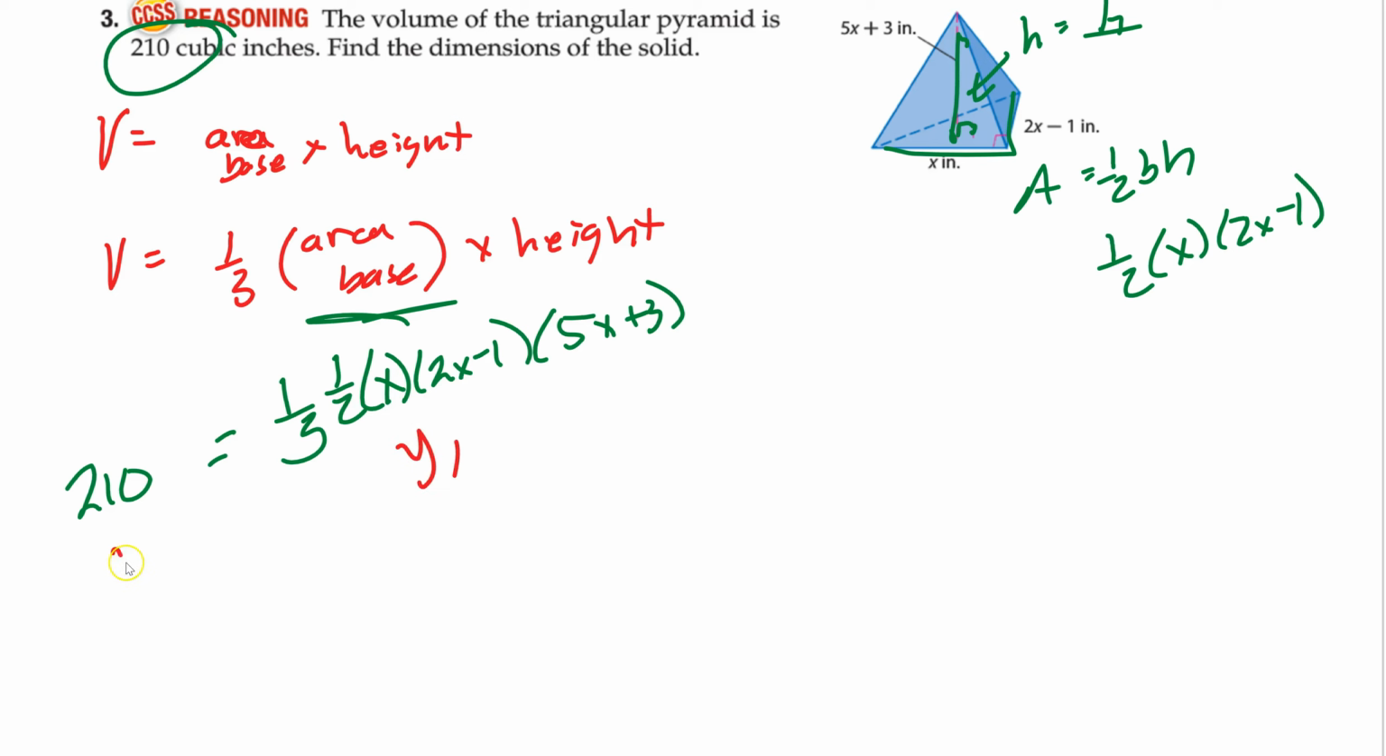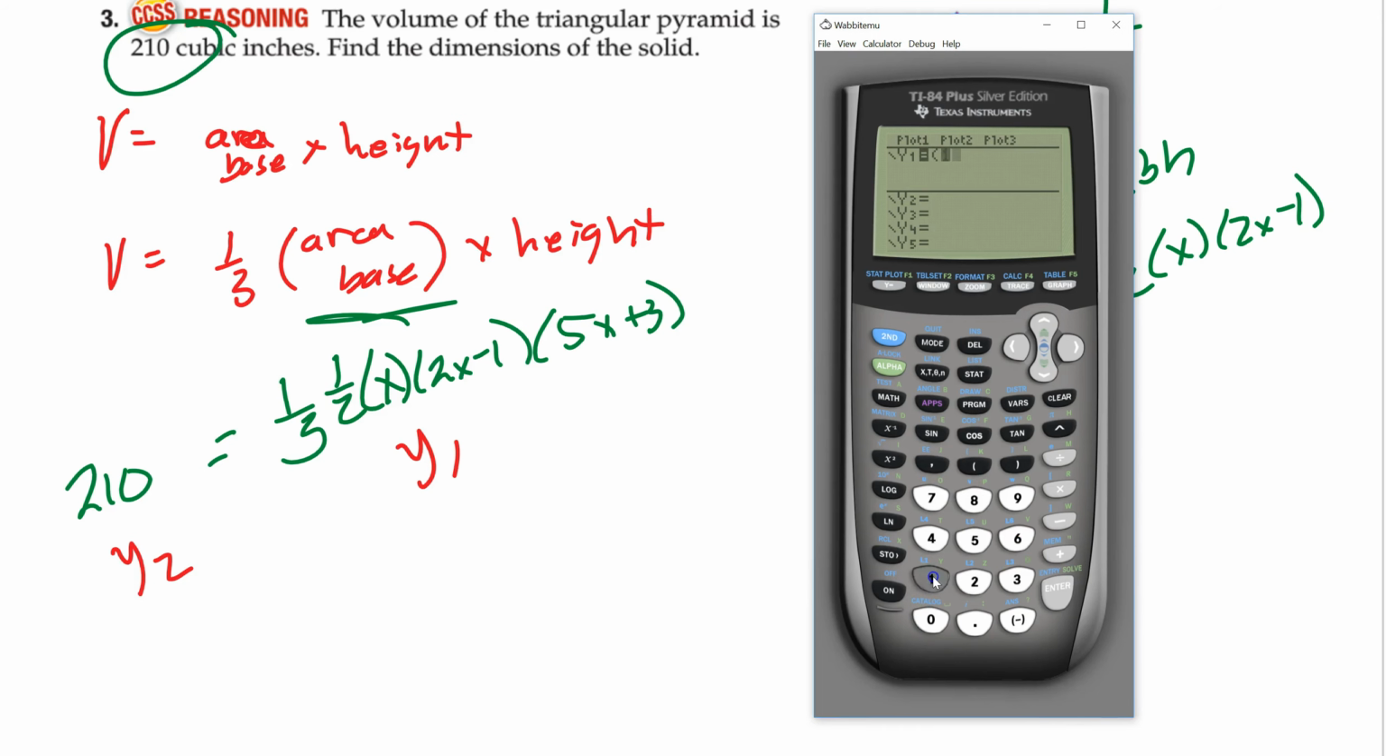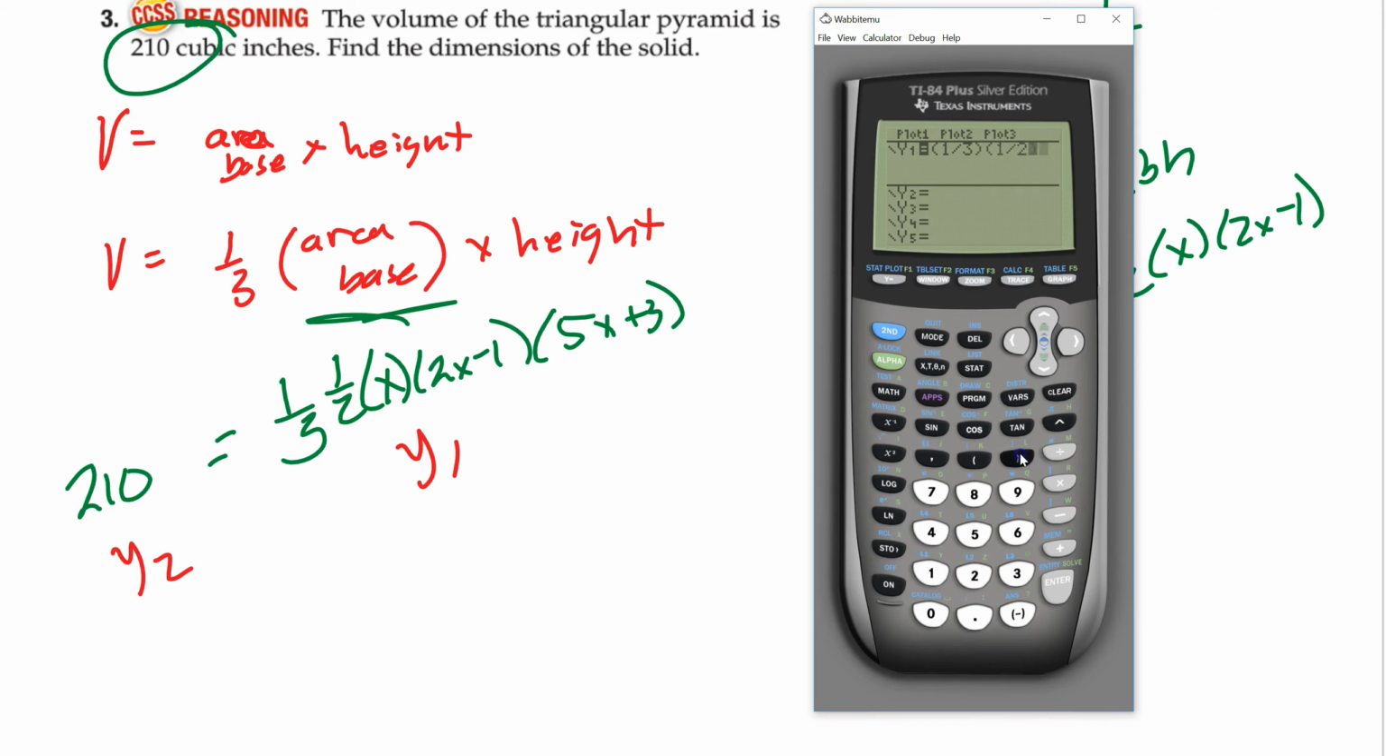This is y1, y2. So let's graph it. Turn it on. And again, I can just type it in the way I see it. So I'm going to do 1/3 times 1/2 times x times 2x minus 1 times 5x plus 3. I put that in for y1, and for y2 I'm going to put 210.